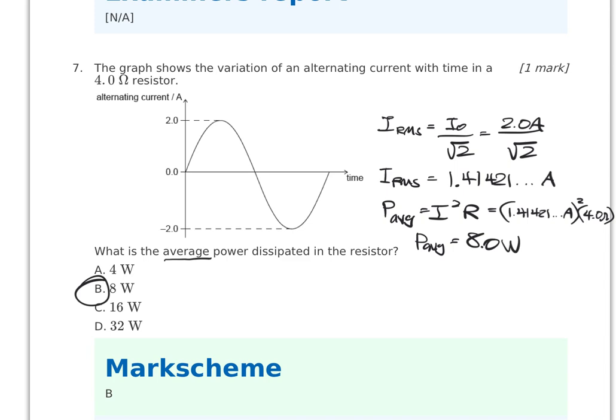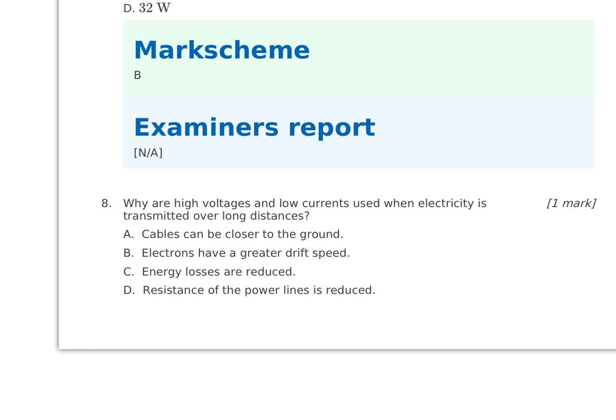All right, next. Number 8, we just talked about this in class yesterday. Yesterday? Doesn't matter. We just talked about it in class. Why are high voltages and low currents used when electricity is transmitted over long distances?